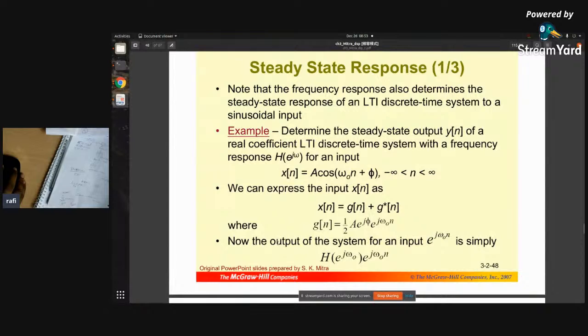So what will be the output of the system? We have already seen that half a into e power j phi is a constant. It is independent of omega or n. So this is our input signal, which is what we call an eigenfunction of the LTI system.